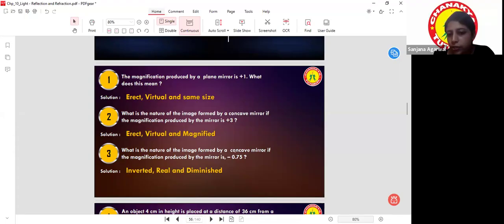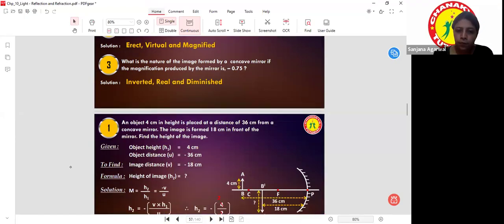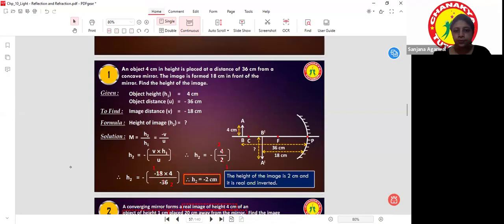What is the nature of image formed by a concave mirror if magnification is minus 0.75? Minus means you are moving to the bottom side of the principal axis. That is inverted image, which is always real. And 0.75, the numeric value is less than 1. That means the size of image is smaller than the size of object. Another question, let us practice. Complexity level has increased here in this question.